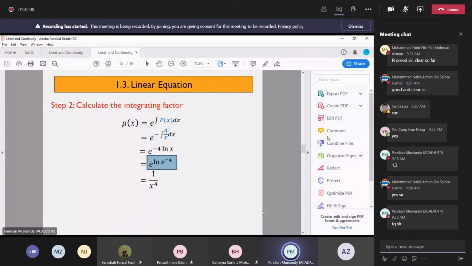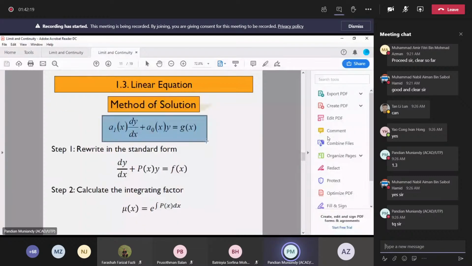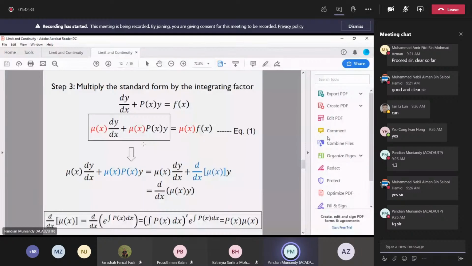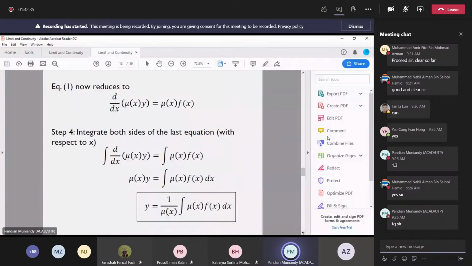Now I want to show you how to solve the problem. After you find mu(x), rewrite this. This equation is general linear, but standard form must be in this form: dy/dx plus P(x)y equals f(x). Then integrating factor is mu(x) equals e power integral of P(x) dx. Now step 3, they're showing you all this, this is how they got it. So what we want is this one. We skip step 3, we go to step 4. This is your final answer.